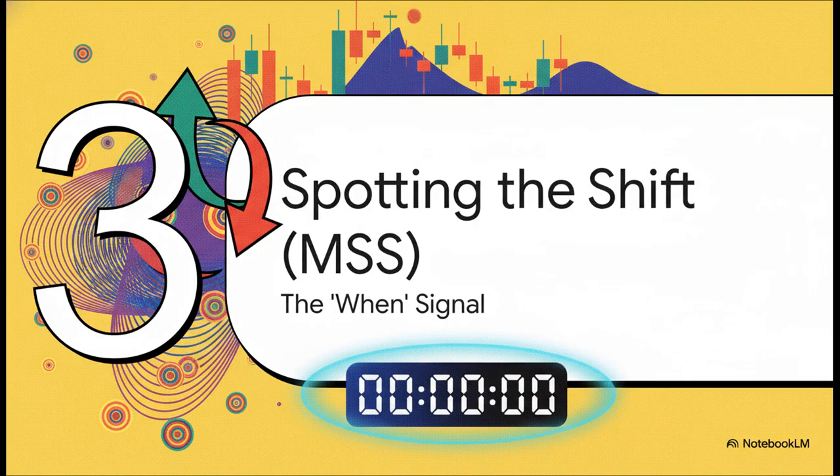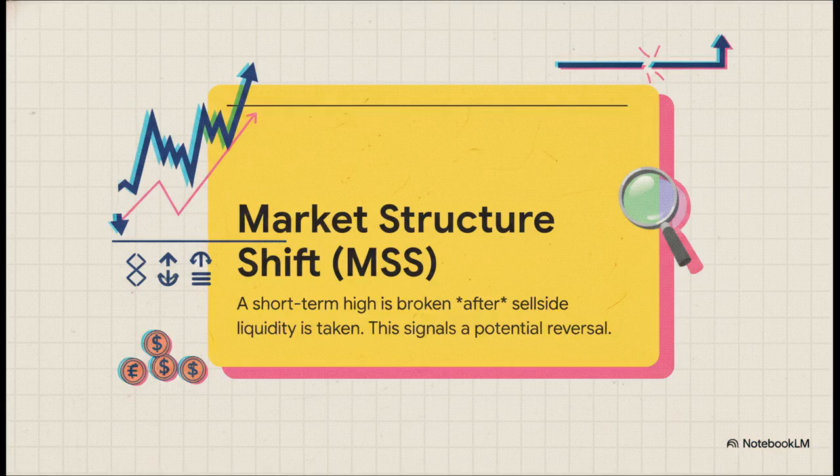Okay, so if liquidity is our why, then the market structure shift, or MSS, is our when. This is the signal. This is the tell that lets us know the market might be about to change direction. But, and this is so important, it only becomes a meaningful signal after that liquidity has been taken. Let's get really specific about what this looks like.